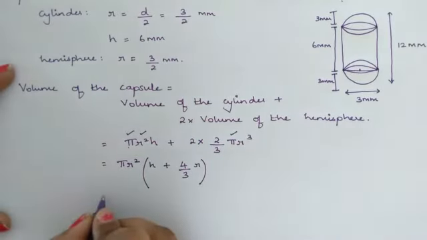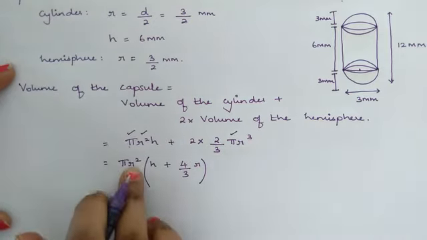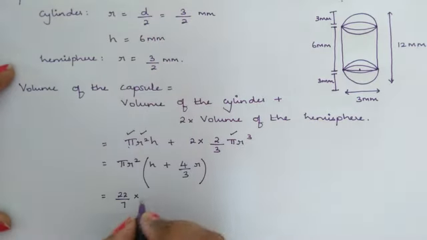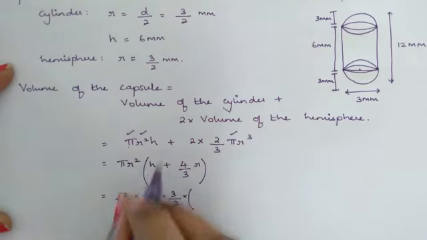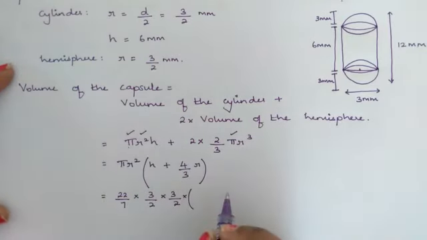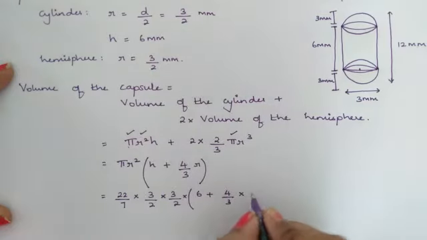Now let's substitute. 22 by 7 into r square. What is r? 3 by 2. So 3 by 2 the whole square. So 3 by 2 into 3 by 2. Right. Into h. What is h? H is going to be the height of the cylinder here. So that is 6 millimeter. So 6 plus 4 by 3 into what is r? R is again 3 by 2.